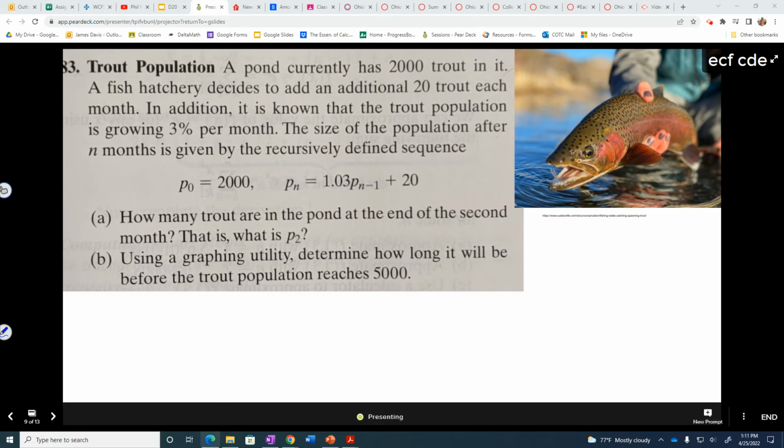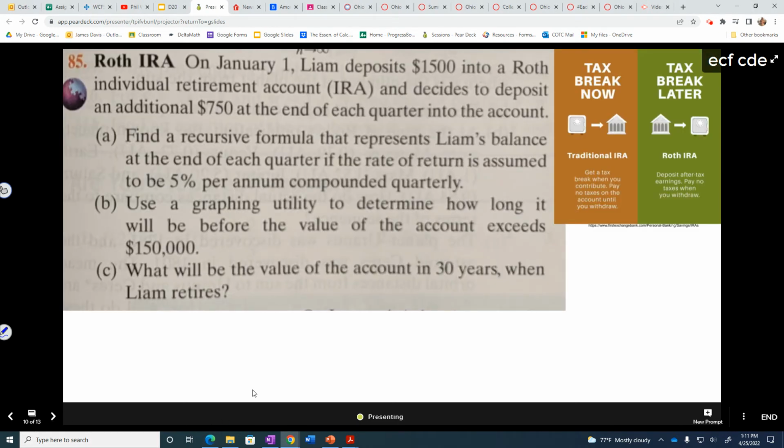All right. We're going to look at one more here. The last one we're going to look at is an IRA account.